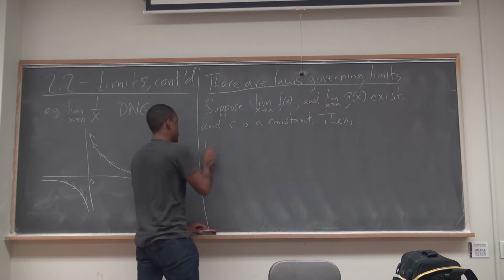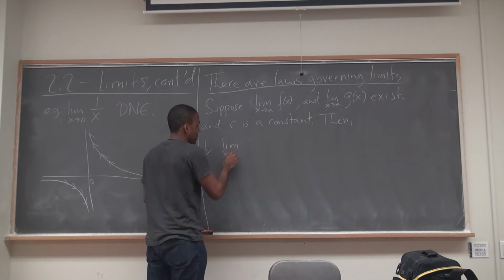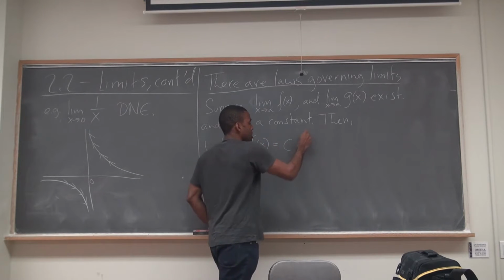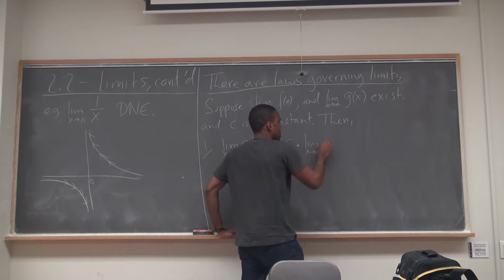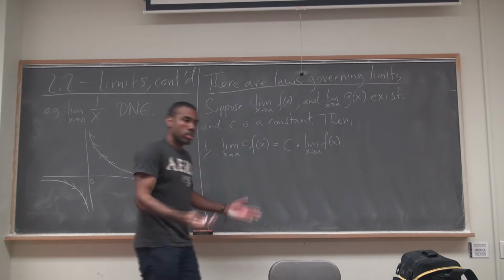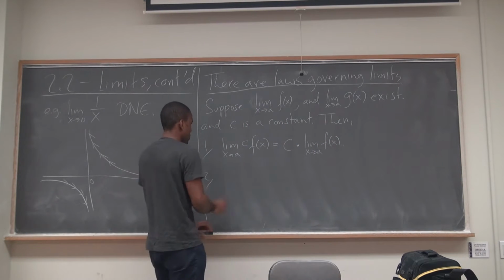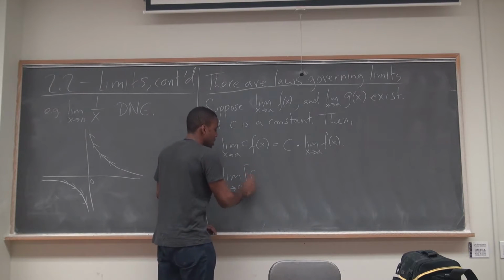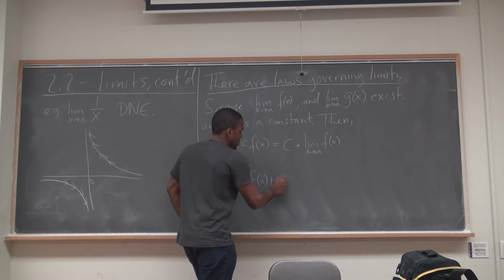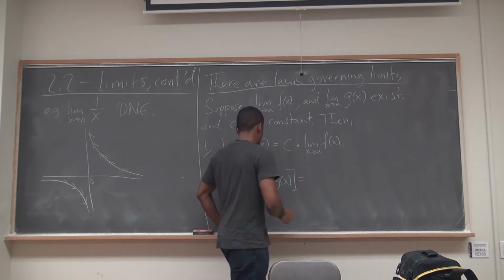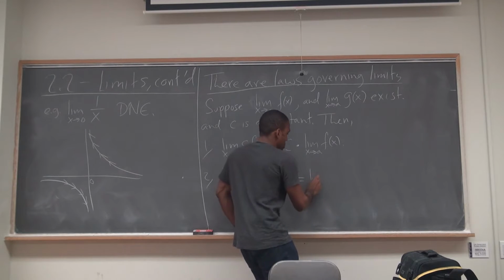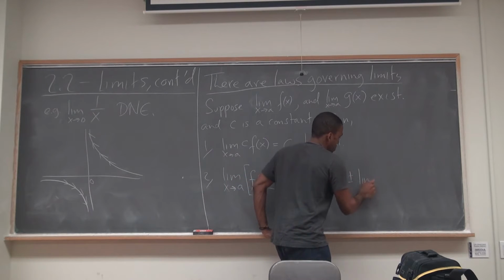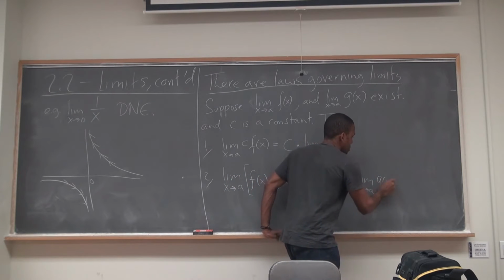Then, 1, it turns out if you take the limit of a constant times the function, this is just going to be equal to a constant times the limit of the function. You can factor constants out. 2. Limits distribute across sums, right? So if I'm taking the limit of f of x plus or minus g of x, I would get the limit of f of x plus or minus the limit of g of x.